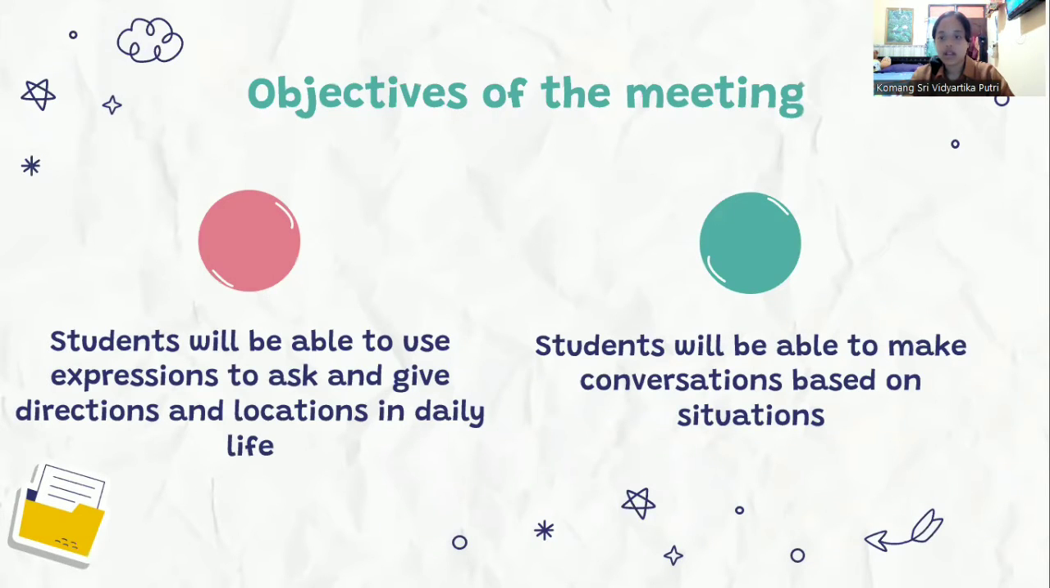Now I will explain the learning objectives for today's meeting. The first learning objective is that students will be able to use expressions to ask and give direction and also location in daily life. The second is that students will be able to make a conversation based on the situation. Let's continue with our material.